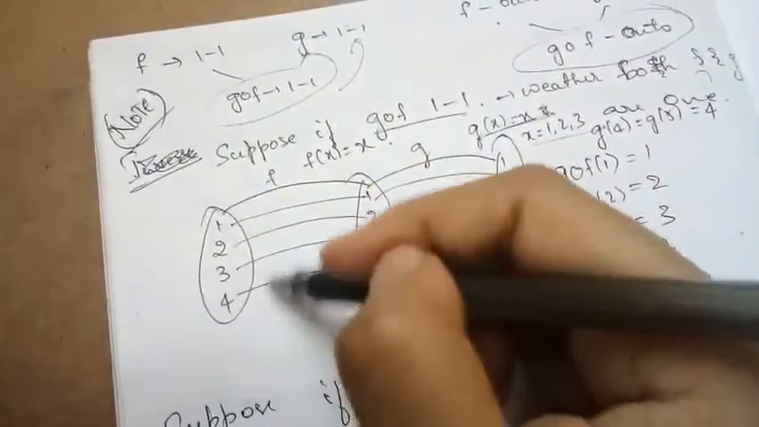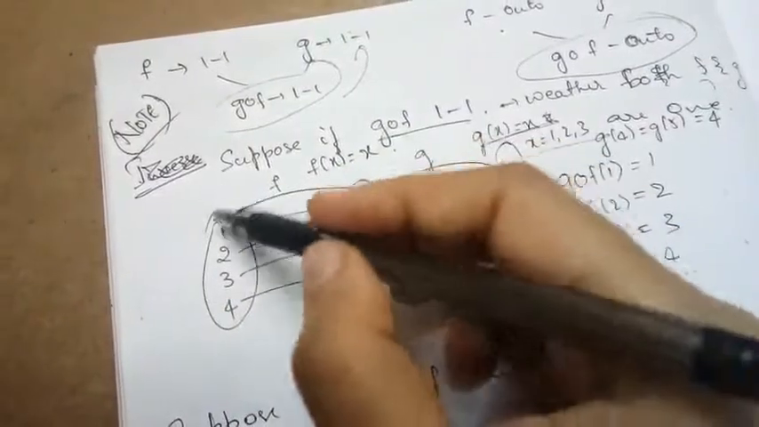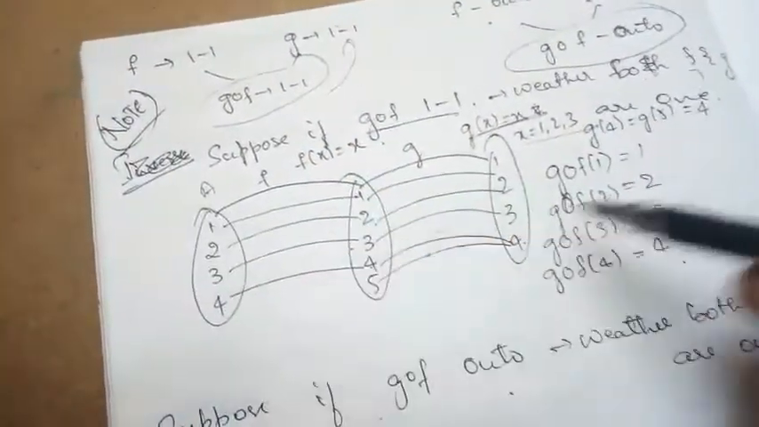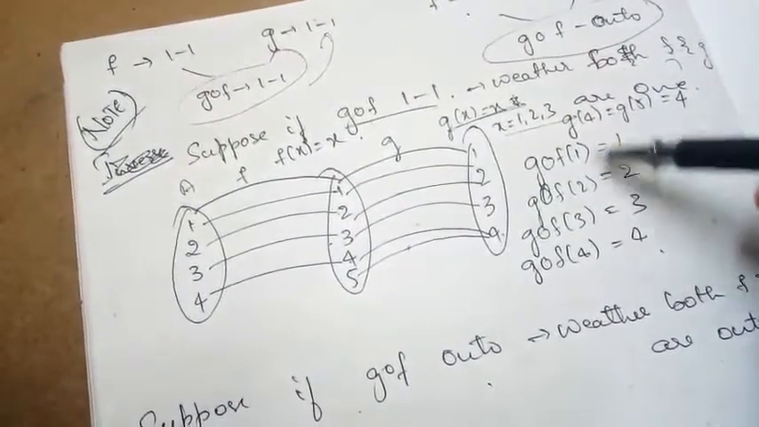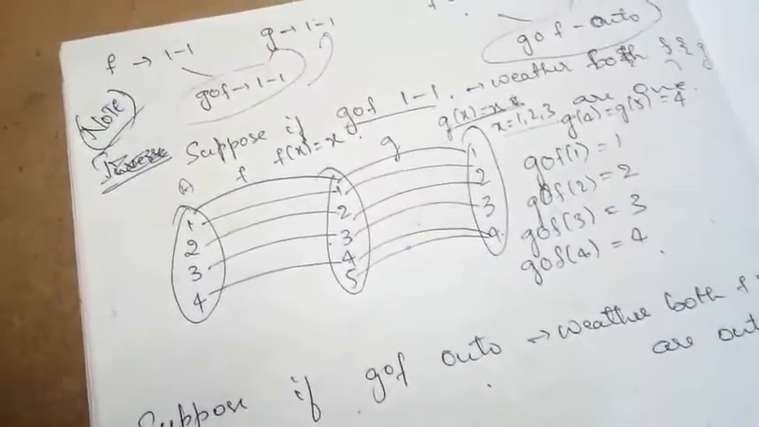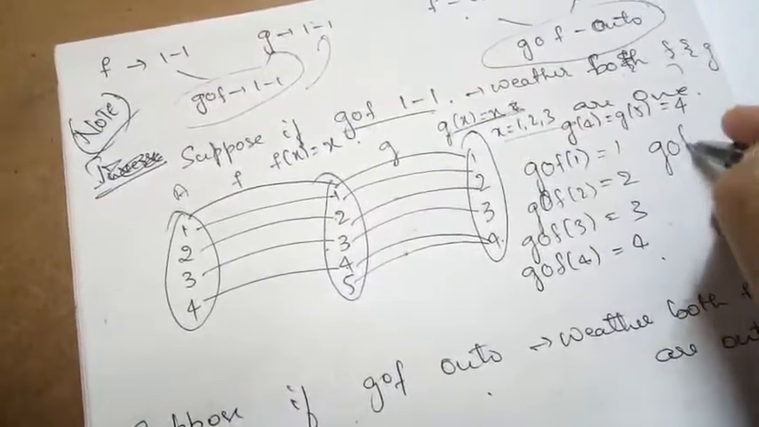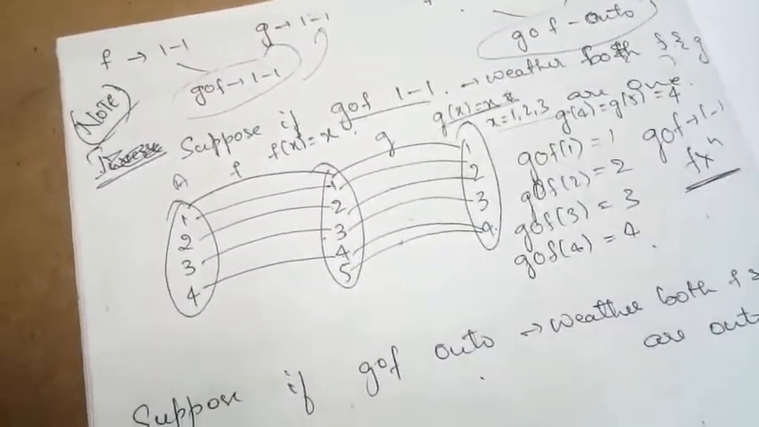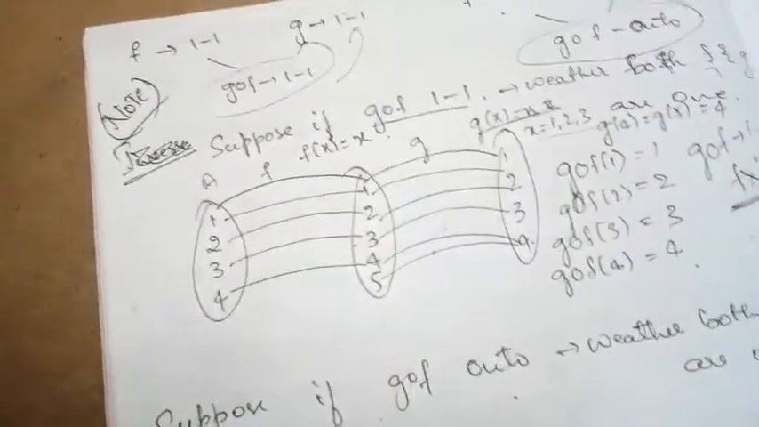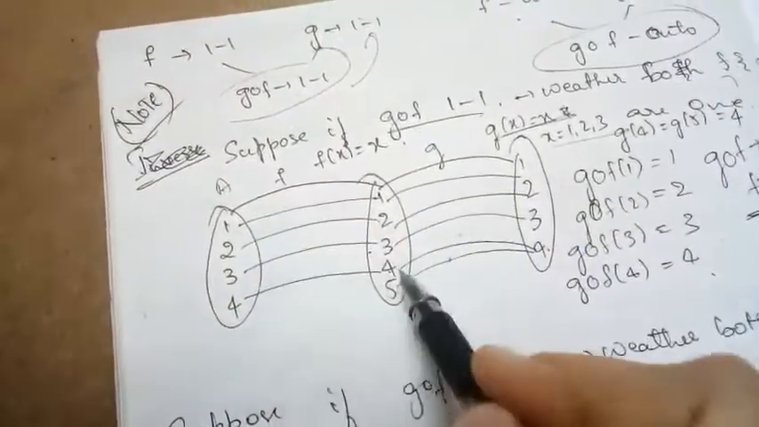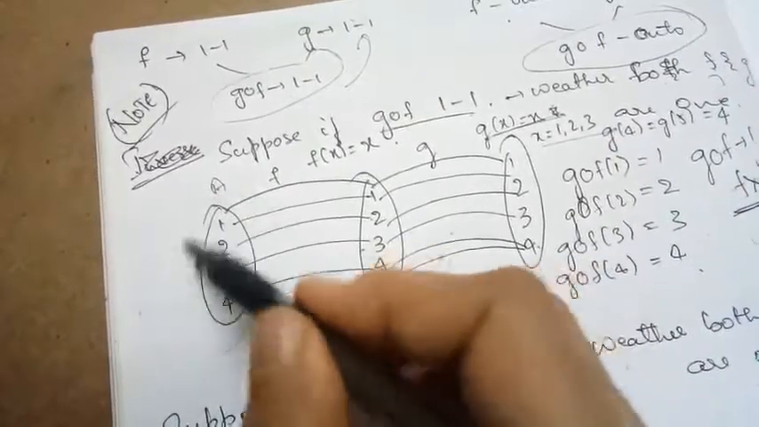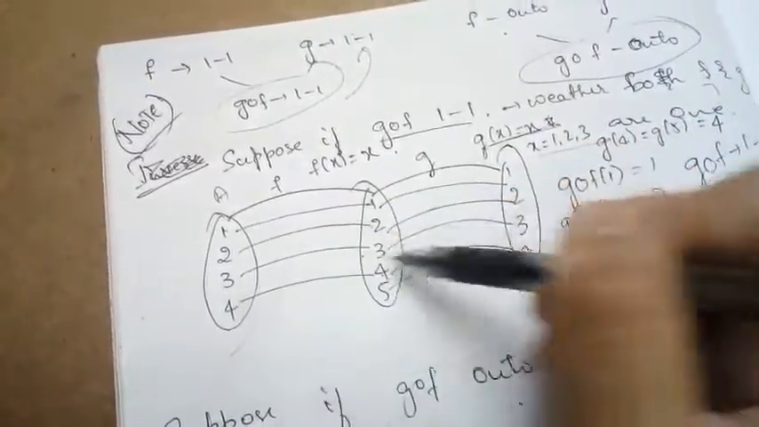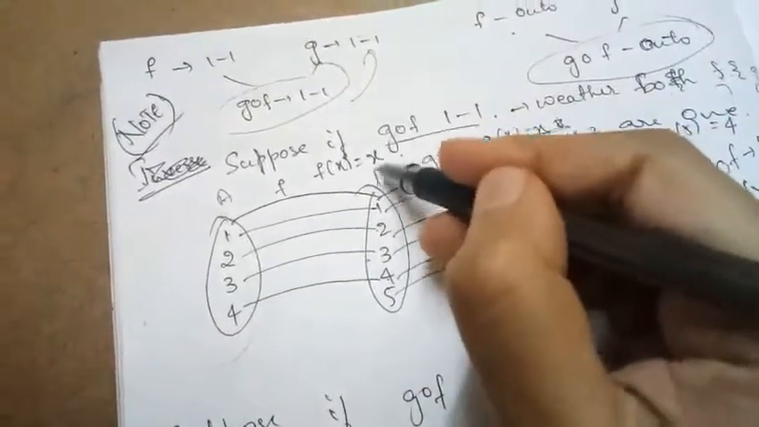So all the elements from the domain, that is from the set A, are occupied, and each element has a unique image, one and only one image. So clearly g of f is a one-to-one function. By looking into the mapping itself, I can say f is a one-to-one function because all the elements of the set A are occupied and all the elements have unique, one and only one image in the set B.